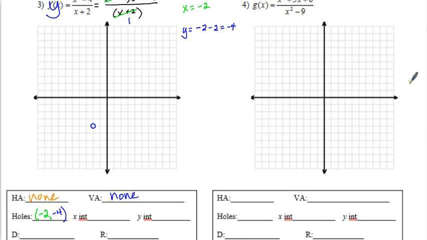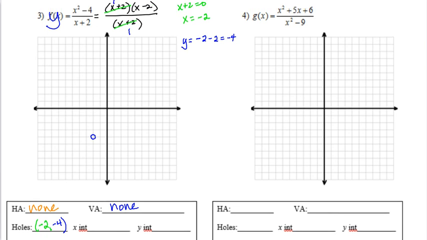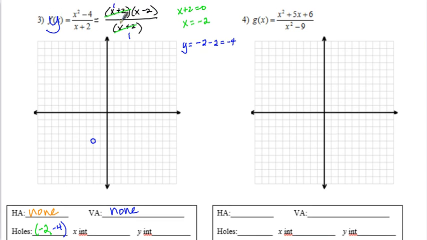Now, how do we graph this thing? If you remember, if you cancel this out, you are left with y equals x minus 2. What does that look like? That looks like a line, right? That looks like a line with a slope of 1 and a y-intercept of negative 2. If you don't believe that, you can do a y-intercept calculation. You set x equal to 0, and sure enough, your y-intercept is 0 comma negative 2.